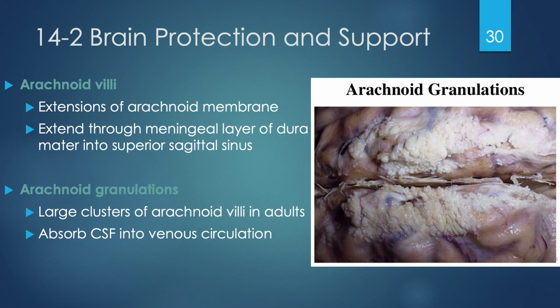Arachnoid villi are just extensions of our arachnoid membrane, but they're going to extend into the meningeal layer of the dura mater and further into the superior sagittal sinus. In adults these can become arachnoid granulations, which you can see in the image on the right. You can see it's this white, almost papillary, almost warty, varicoid, kind of gross-looking structure that you wouldn't imagine is normal if you were to first look at it. These are called arachnoid granulations, which are just large clusters of arachnoid villi in adults. They are totally normal, and they are there to absorb CSF into our venous circulation.